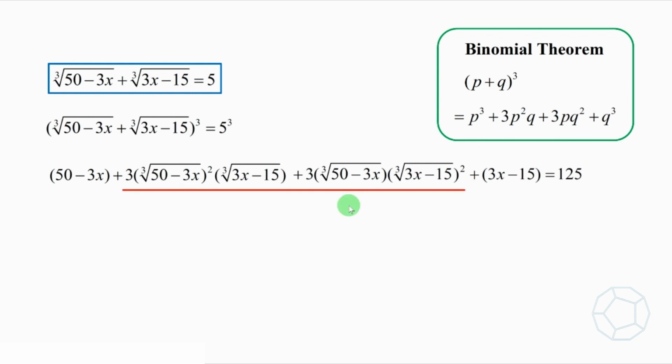Now we can see that the middle two terms still have the cube roots. We can't move on. So we have to take the power 3 in a nice way. How do we do that?